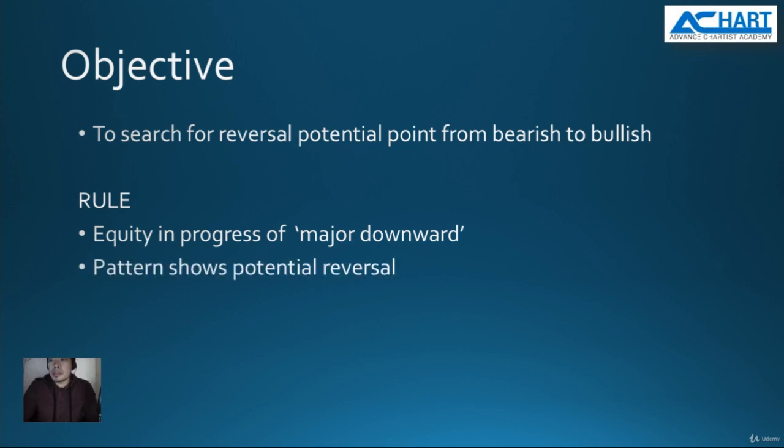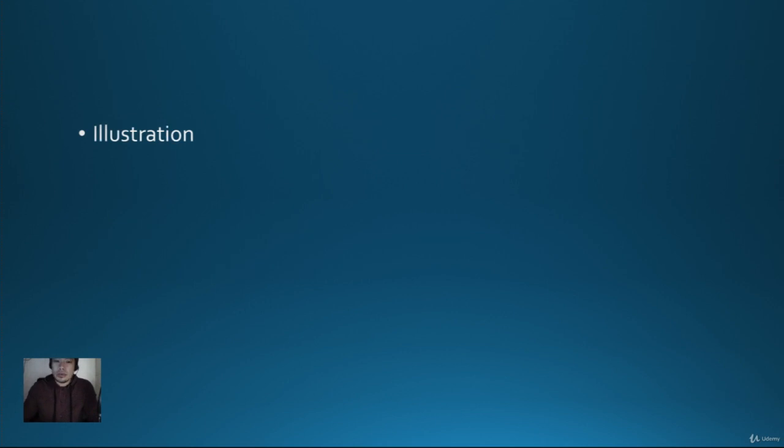This pattern shows a potential reversal. For bottom reversal patterns, we are again looking at a stock that is going downward, in a strong downtrend, and we are looking for a potential reversal.